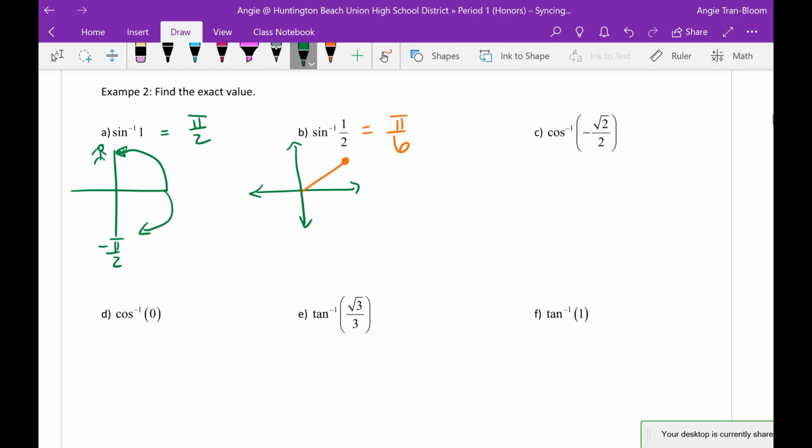Cosine inverse. Let's talk about restriction. What 2 quadrants can cosine inverse be in? 1 and 2. So this one I can go all the way out to pi. Okay, so there's a guy over here now. He's like, show me your passport.